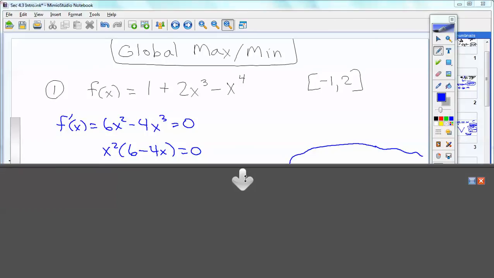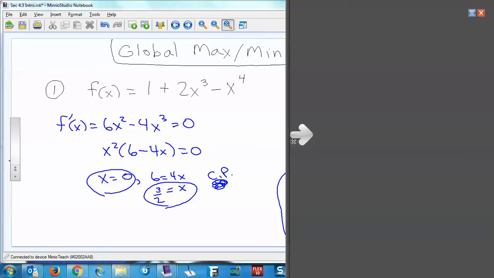Where is the derivative 0? 0 and 3 over 2, 1.5. Are those both inside of our interval here? Are those both between -1 and 2? If they weren't, we'd throw them out. Where's the derivative undefined? Never. That's going to happen a lot, but we need to discuss it.